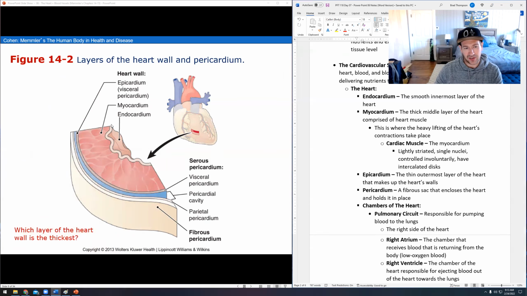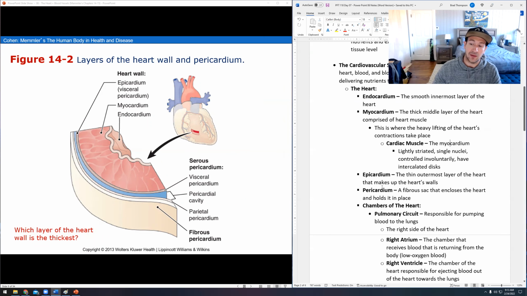Then look at this layer right here, and then this one. This is called your myocardium. Remember when I was talking about muscles, I said anytime you see the prefix myo, we're probably talking about muscle. Well, myocardium is the muscular part of the heart. It's the very thick middle layer that does all of the squeezing. This is where the heavy lifting of contraction takes place, and we call that cardiac muscle.